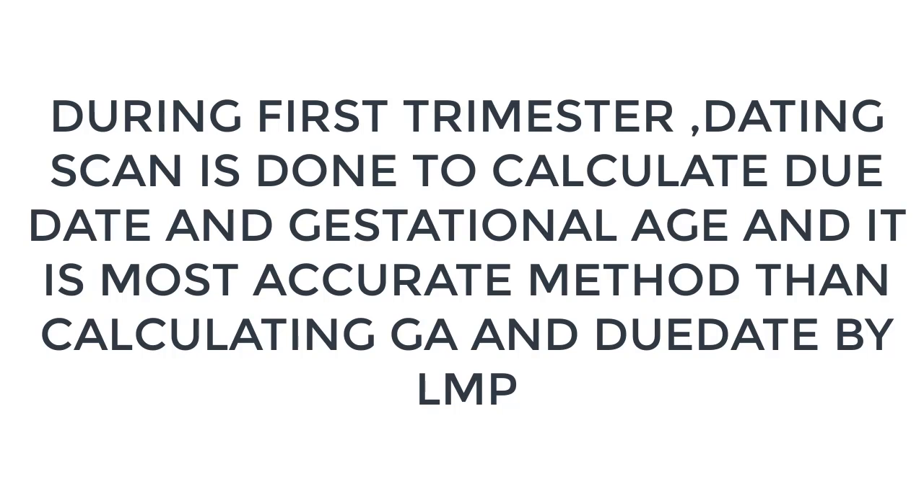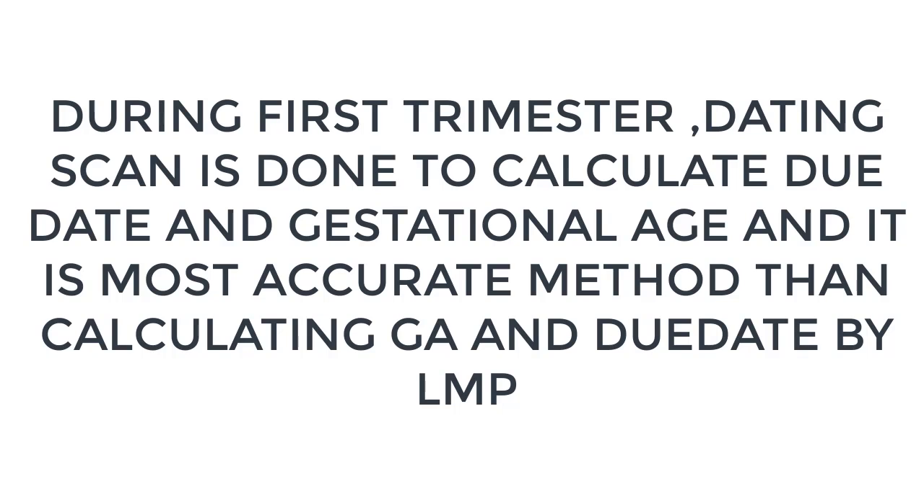During the first trimester, an ultrasound is done to calculate the gestational age and due date of the fetus, that is called the dating scan. That is done usually between 7 weeks and 12 weeks of pregnancy. And it is the most accurate method of calculating gestational age and due date, even more than by measuring through last menstrual period, as most of the females measure the age of the fetus and due date by last menstrual period. But if you have a record of dating scan, that due date is more reliable.